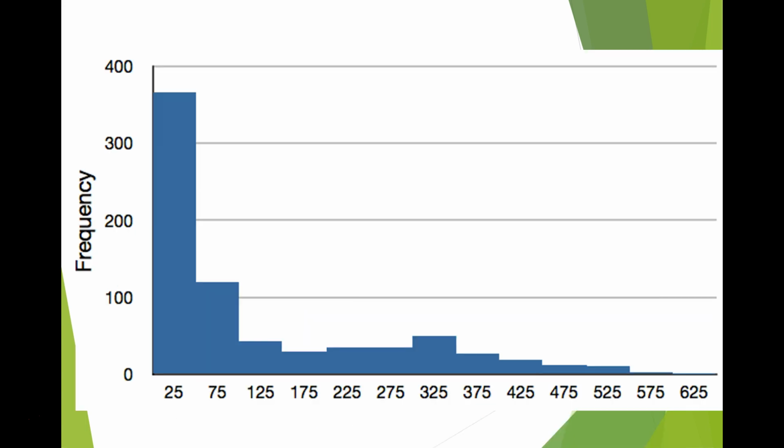Here we see the salaries of Major League Baseball players in 1974 in thousands of dollars. This distribution has an extreme positive skew.